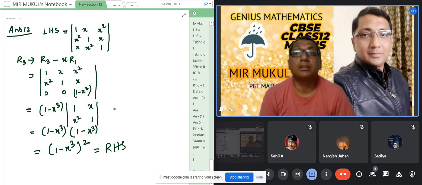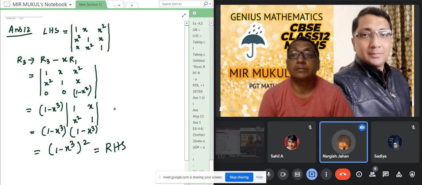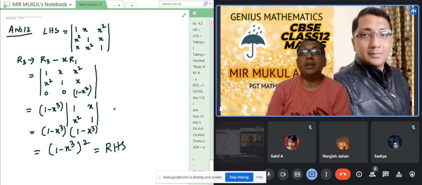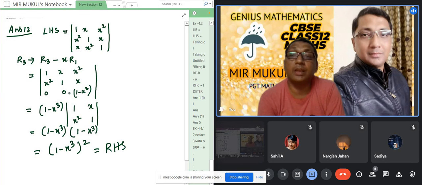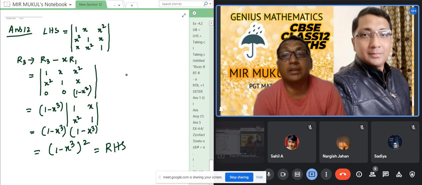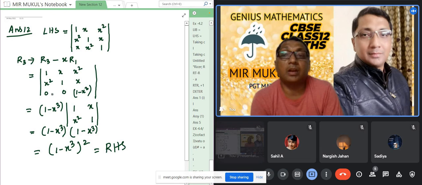So any question? Sir, how will we know which minor we have to take? Okay. Here we can observe these two elements are 0, right? So we can use any row or any column to expand a determinant. Now here in the third row, we can observe the first element and second element are 0. So we'll take the third row to expand it, not the first row.